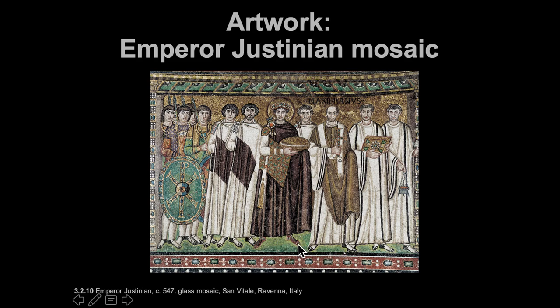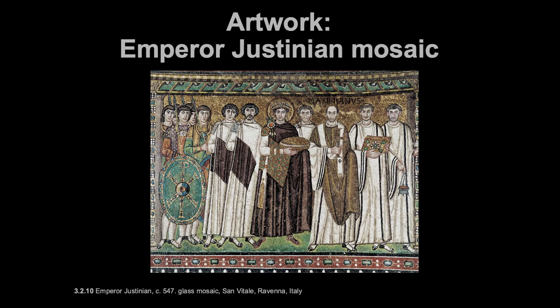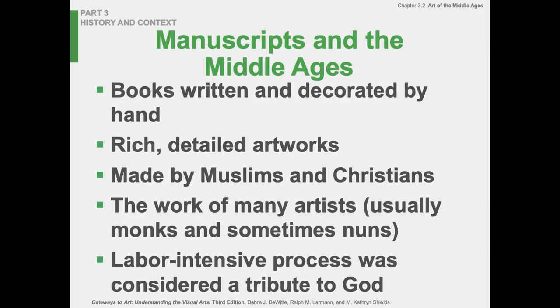But again, look at how tiny the feet have gotten, absolutely tiny, long, elongated bodies. So they're outlined, they're flat, they lack volume, they appear to float. He's wearing his purple, holds his bread for the service, the religious service. That's his name above his head, in charge of commission, right here. So that puts us in charge. This is our important religious figure. He's our bishop. Okay, so manuscripts in the Middle Ages.